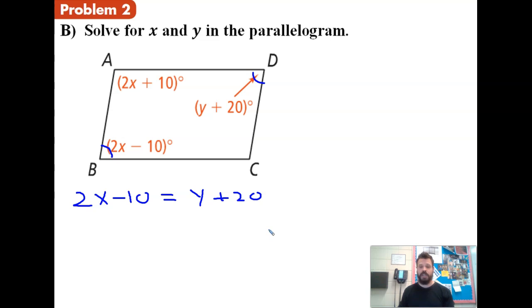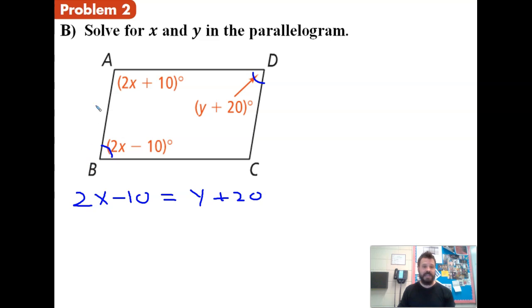Now again, I have an equation with two different variables in it. I can't solve this for a variable yet. That's where I need my system of equations. And as far as setting up a second equation, I'm going to have to use consecutive angles. And I have a few options for doing that.